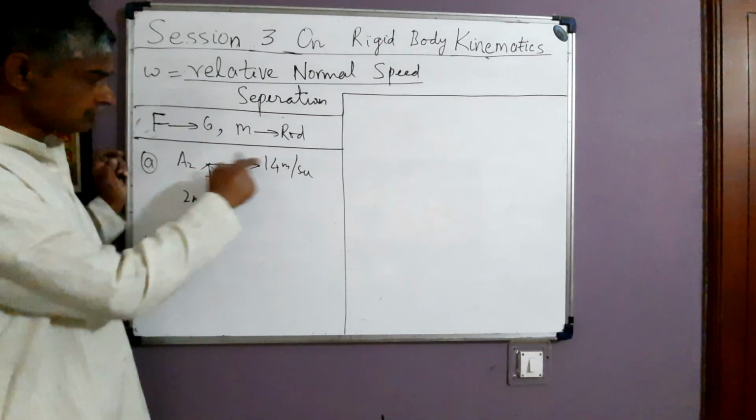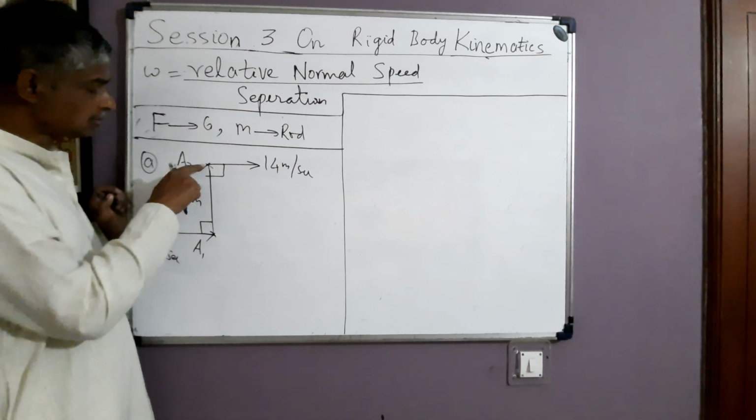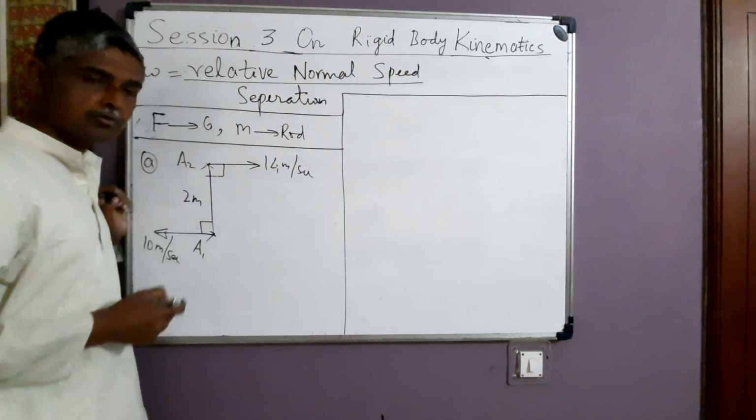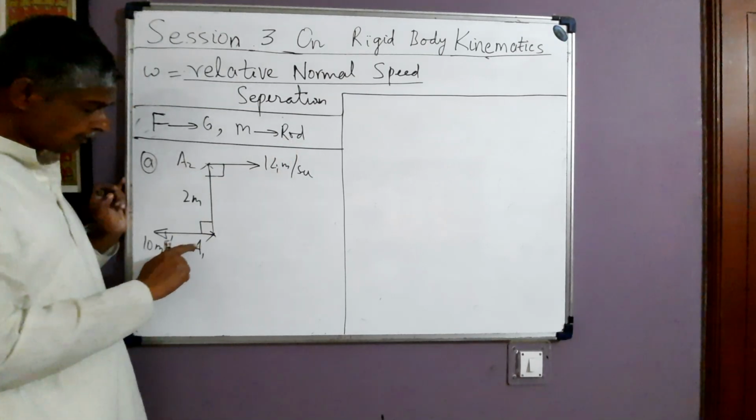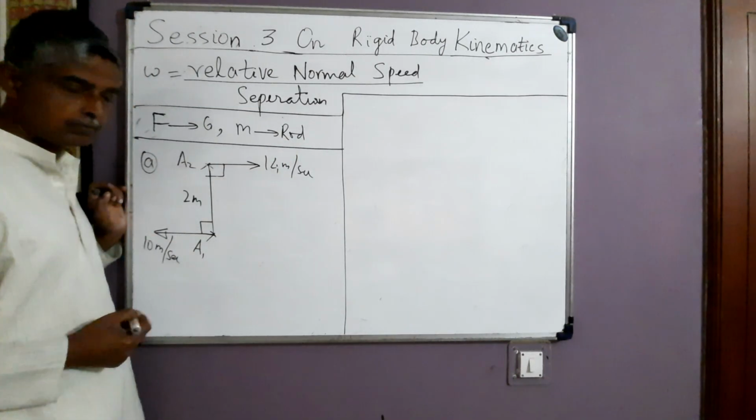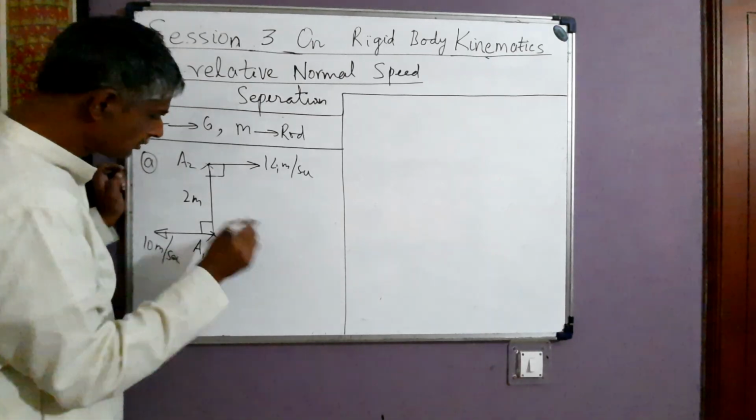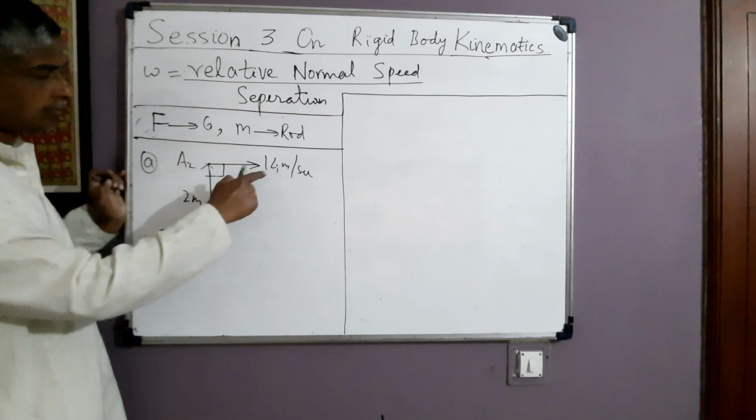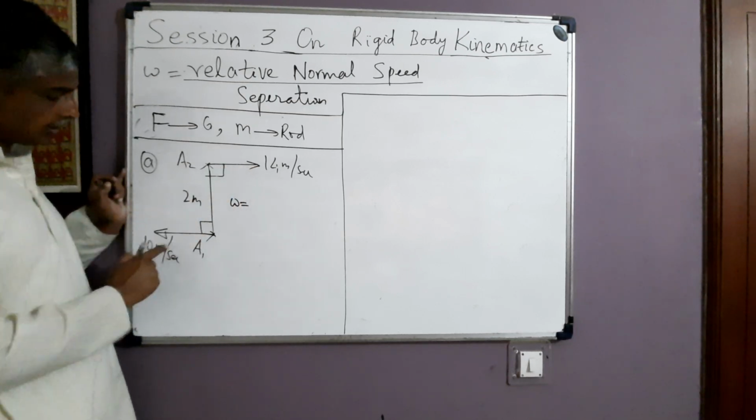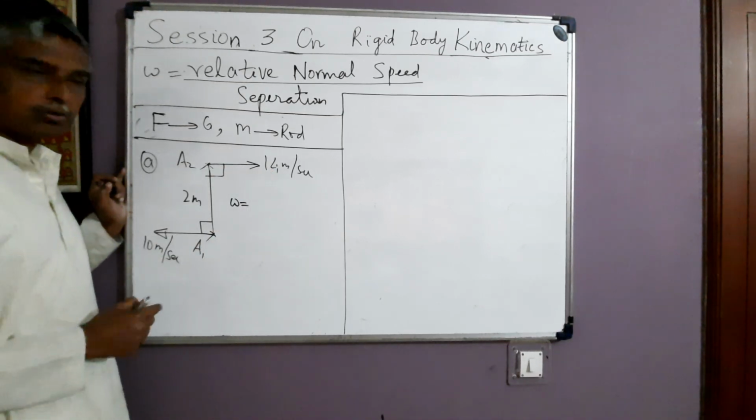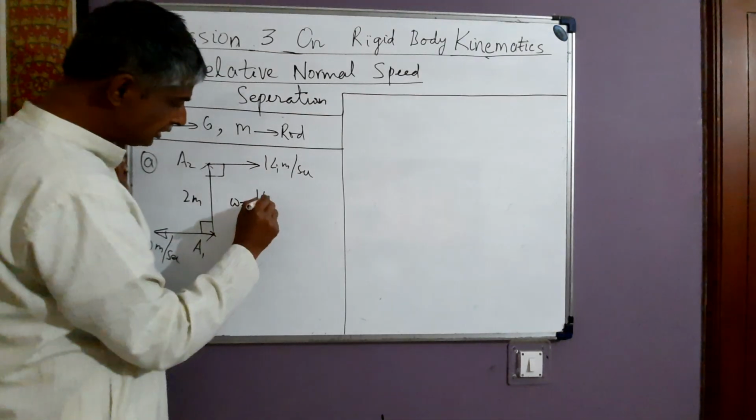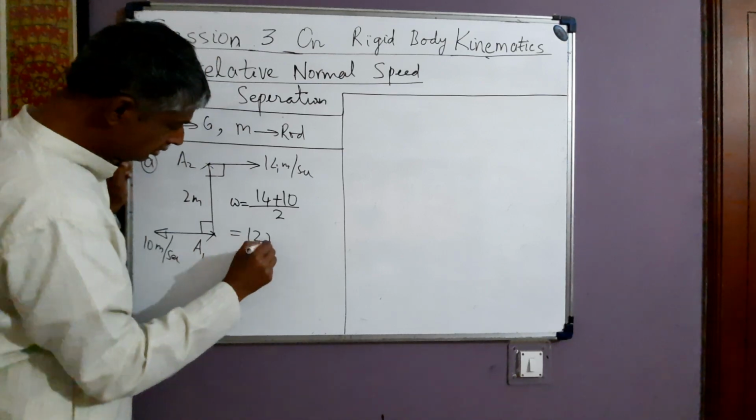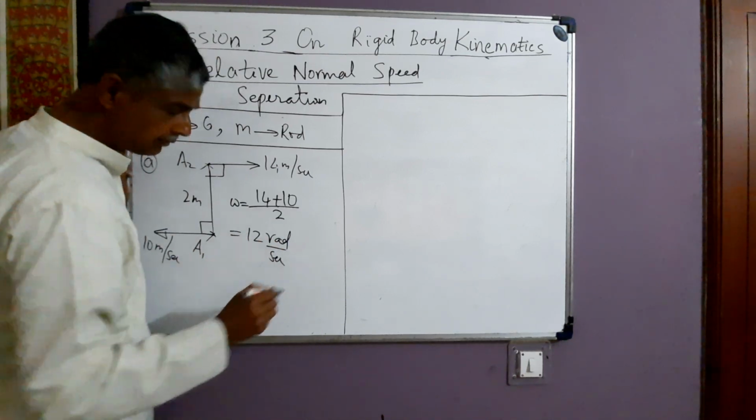So omega is equal to relative normal speed by separation. The normal velocity of A2 is the component of velocity of A2 normal to the rod, that is just 14 sine 90 degree, which is 14 meter per second rightward. And normal speed of A1 is 10 meter per second leftward. From the theory of relative velocity, the relative normal speed will be 14 plus 10, that is 24, because they are in opposite directions. So 14 plus 10 by 2, 24 by 2, 12 radian per second is the first answer.